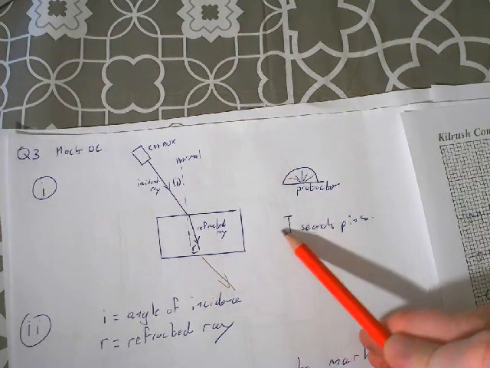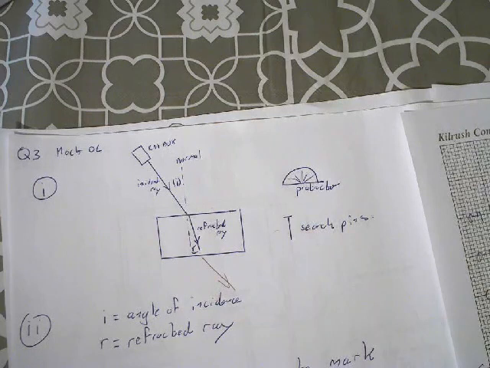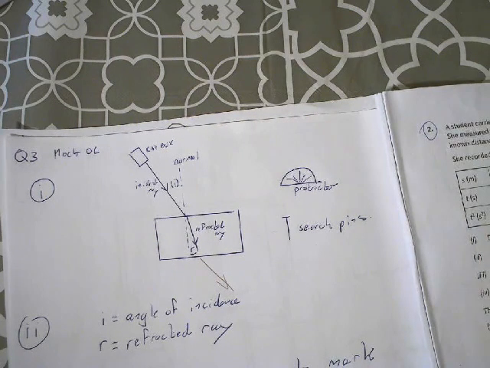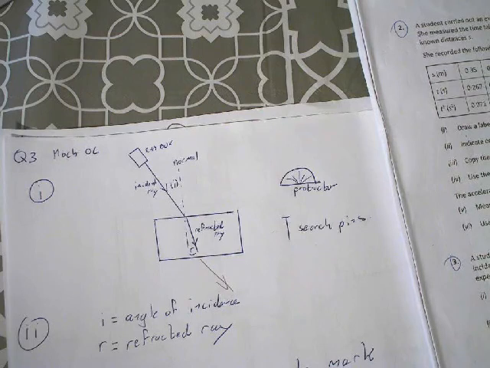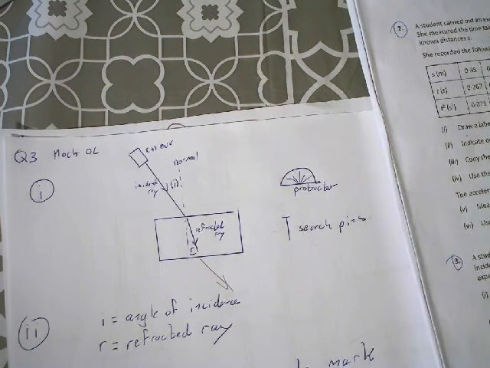So your protractor and the search pins. Now, we didn't actually use these, we just used dots on the paper. But again, just be explicit, flash them in. Okay, so draw a labelled diagram, done.